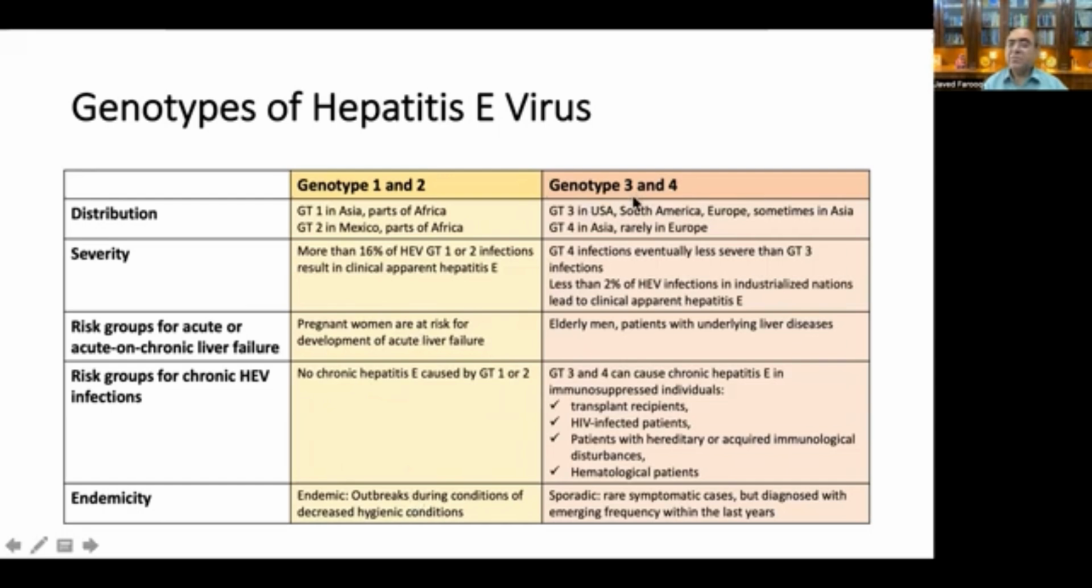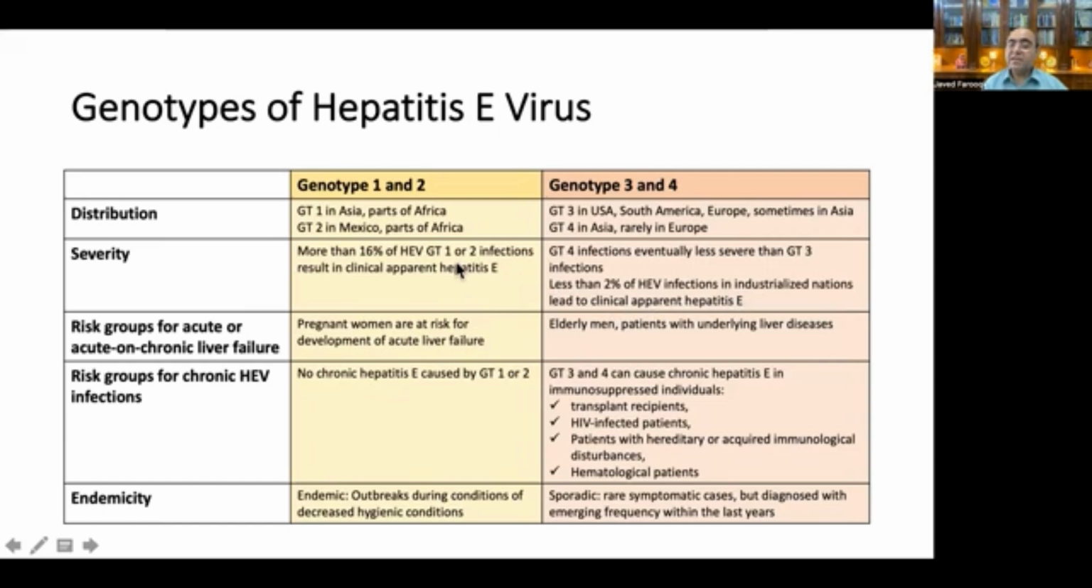When we come to genotype 3 and 4, as compared to genotype 1 and 2, genotype 3 is mostly found in the USA, South America, Europe, and sometimes in Asia. And genotype 4 is found in Asia and very rarely in Europe. According to the severity, genotype 4 infections are less severe than genotype 3 infections. Out of genotype 3 and 4, genotype 3 is more severe than genotype 4, and less than 2% of hepatitis E virus infections in industrialized nations lead to clinically apparent acute hepatitis E.